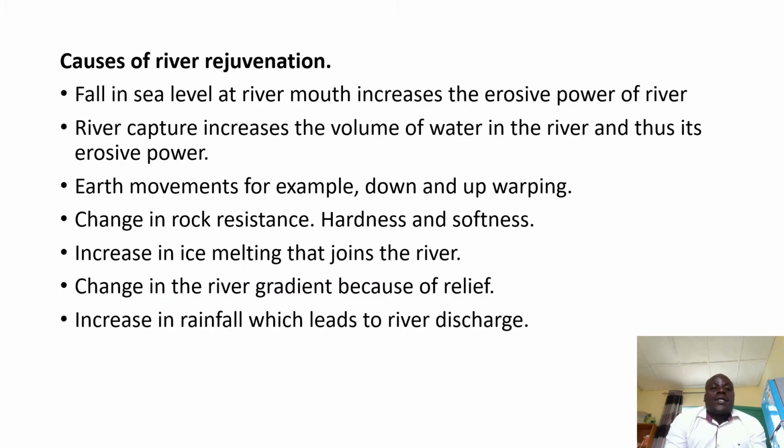We can look at causes of river rejuvenation. These causes are indirectly related to types because, as we said, types depend on causes. So here I think some of them have been explained above, like fall in sea level. This number 1 is already explained. Like earth movements, we talked about downwarping and upwarping.